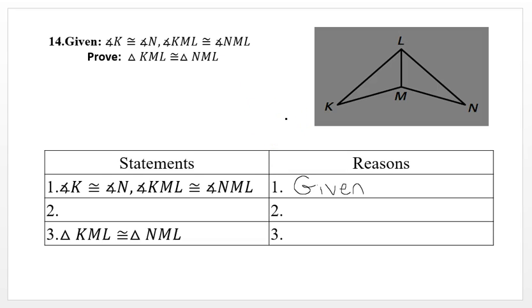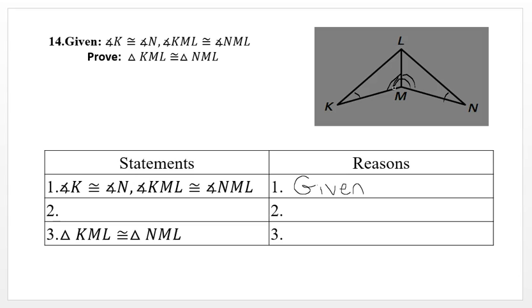Okay, and then on statement number 2, let's look at what we have first. Given angle K and angle N are congruent, so K and N are congruent. And then angle KML is congruent to NML, okay? So those two angles are given to us, that they are congruent.